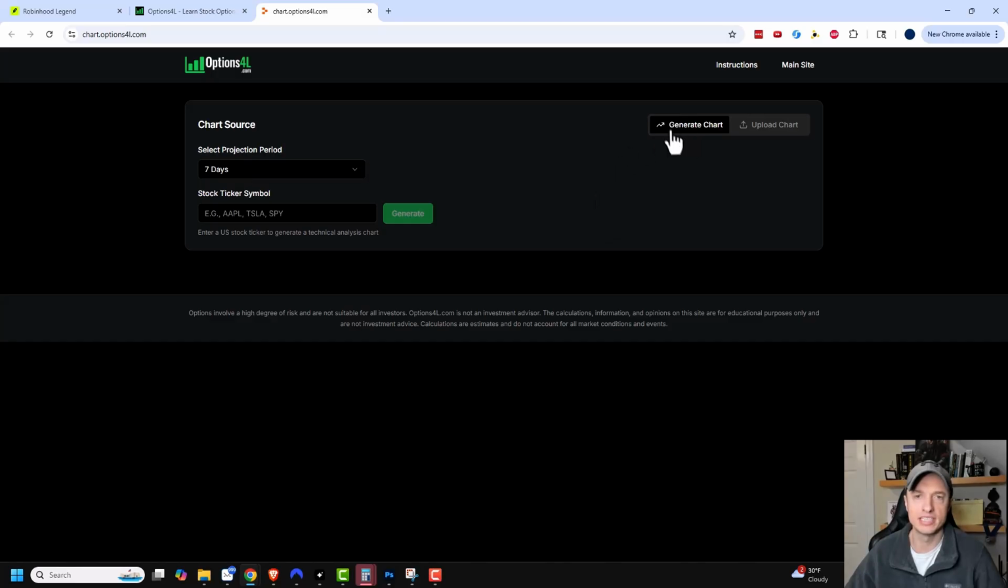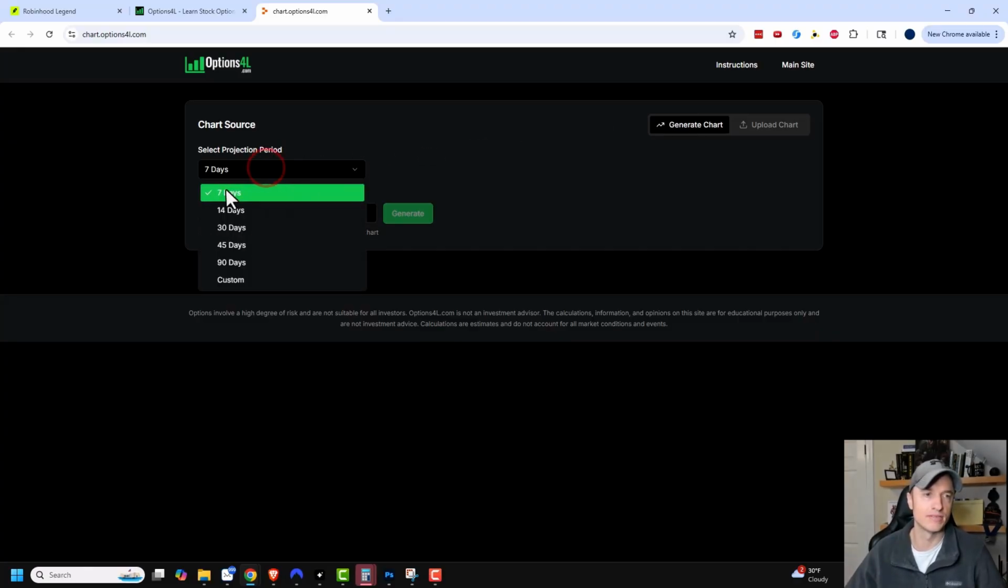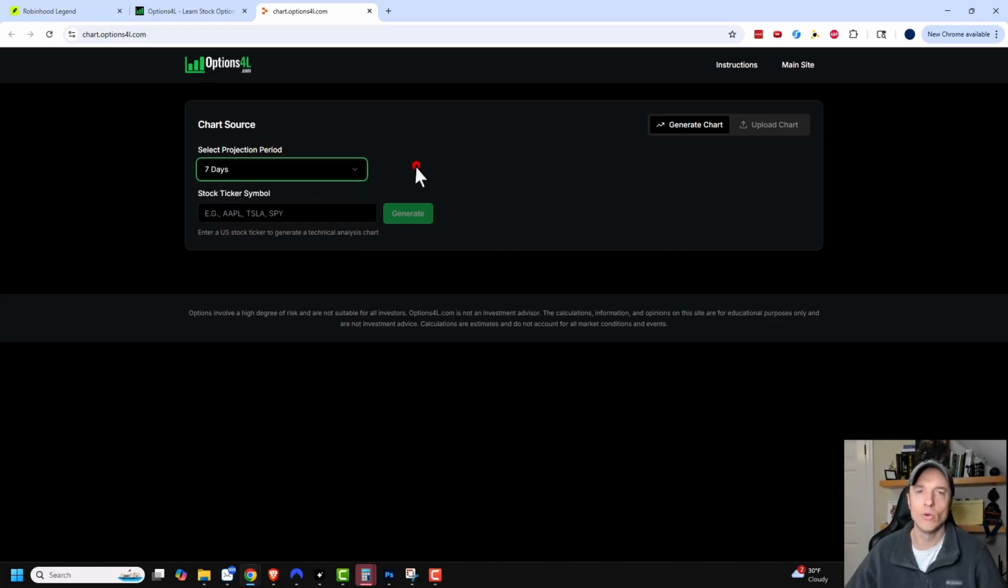You can generate a chart right here on the site. So it'll generate a chart with the various indicators that can give you a projected price in the future. And you can select the different time frames from 7, 14, 30, 45, 90, or custom number of days when you want to project the price of a particular asset. So you can do that.